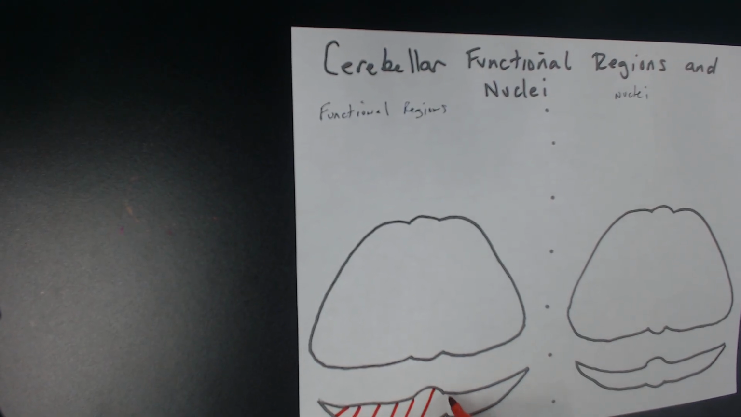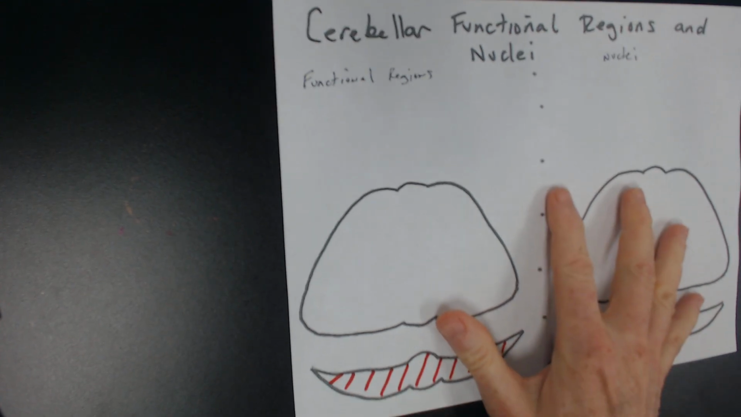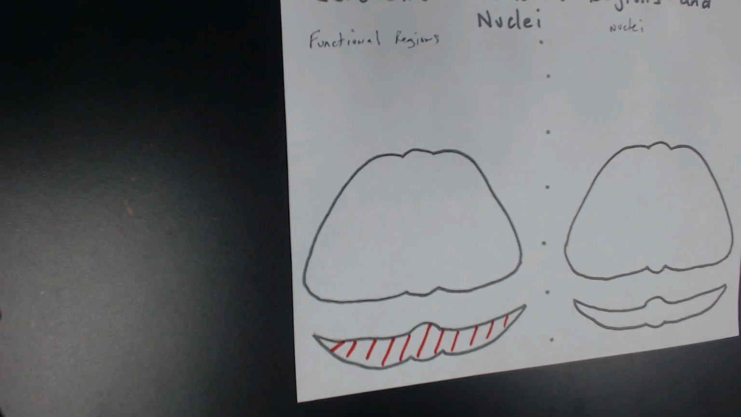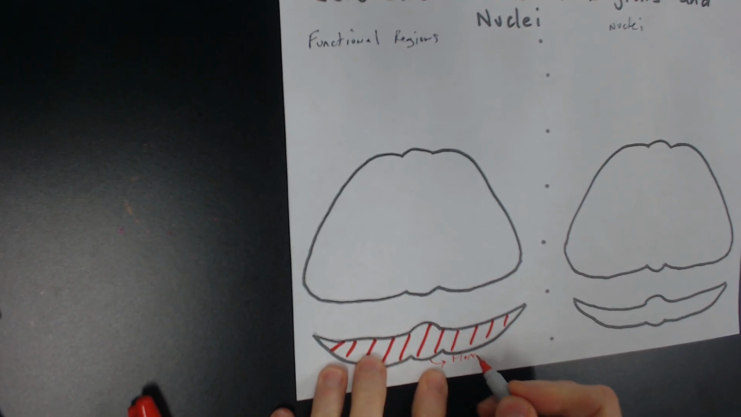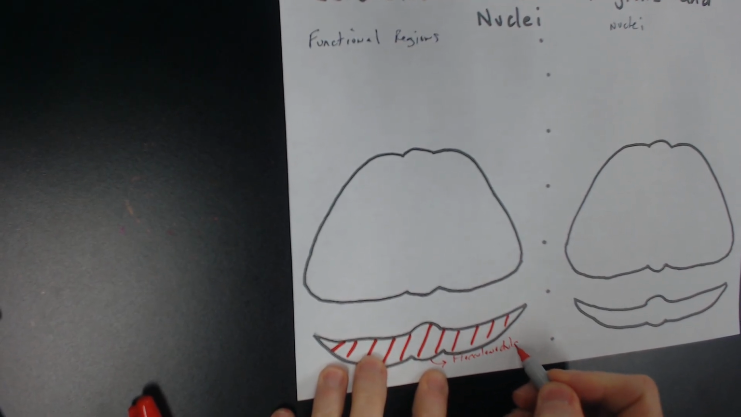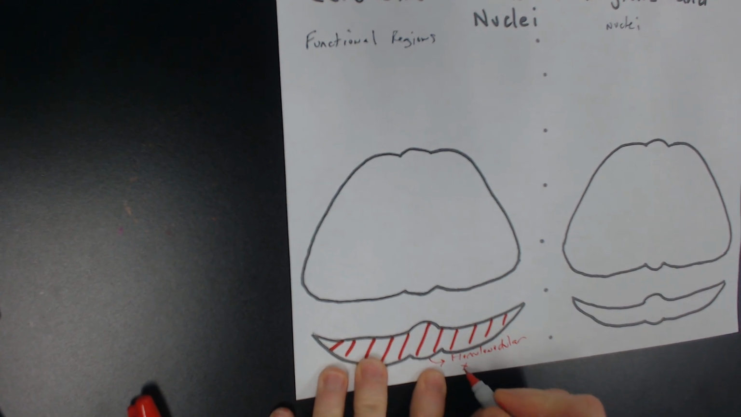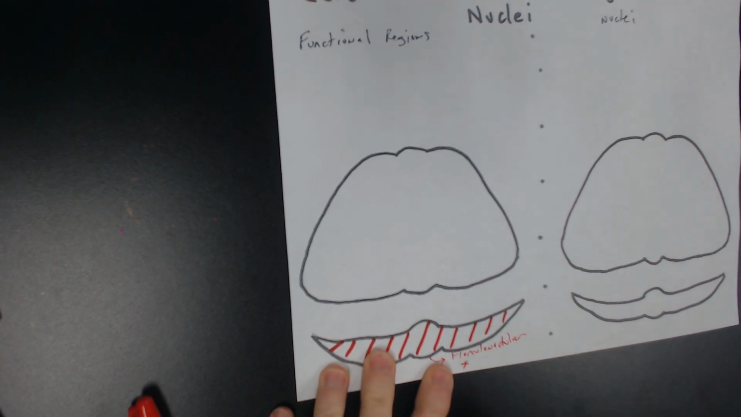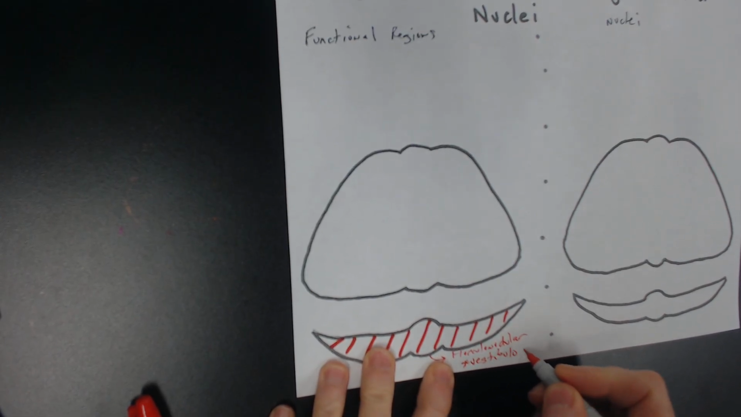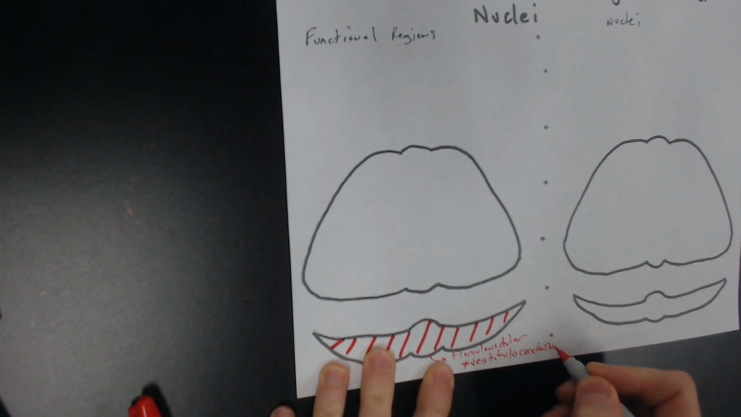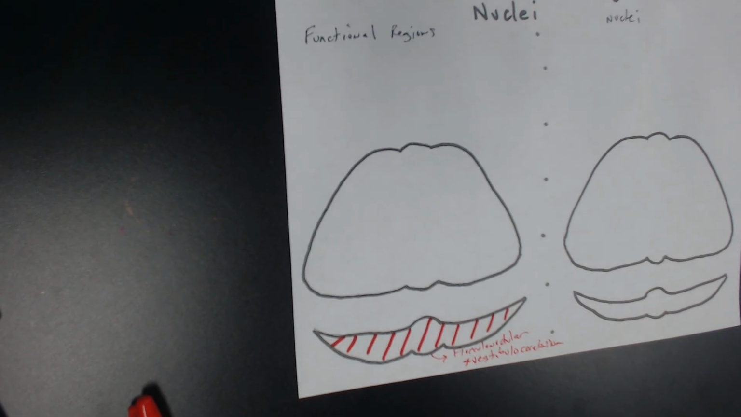So gross anatomy calls this the flocculonodular region of the cerebellum. Okay, so it's the flocculonodular lobe, but really the functional region of this is known as the vestibulocerebellum. So this as a functional region is known as the vestibulocerebellum.